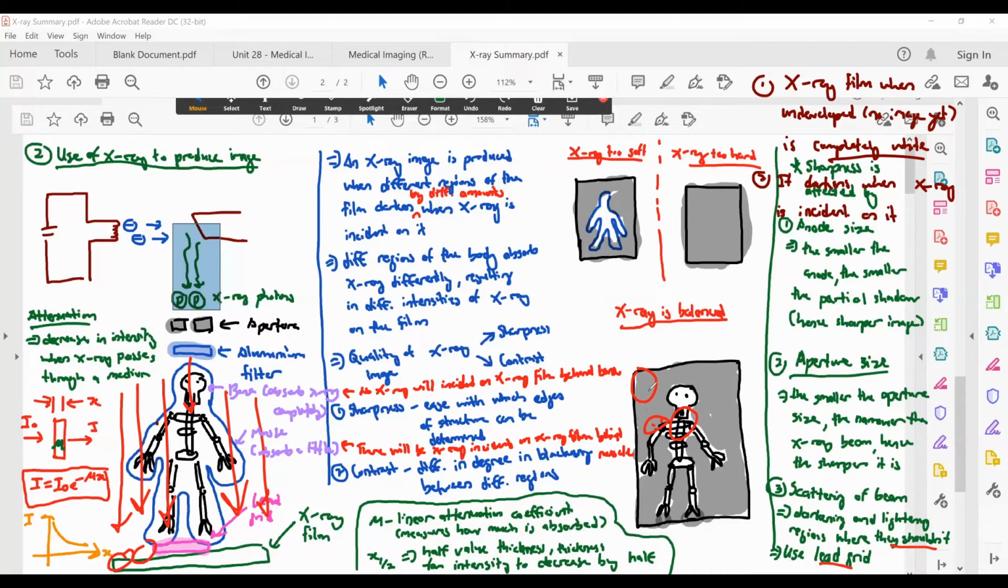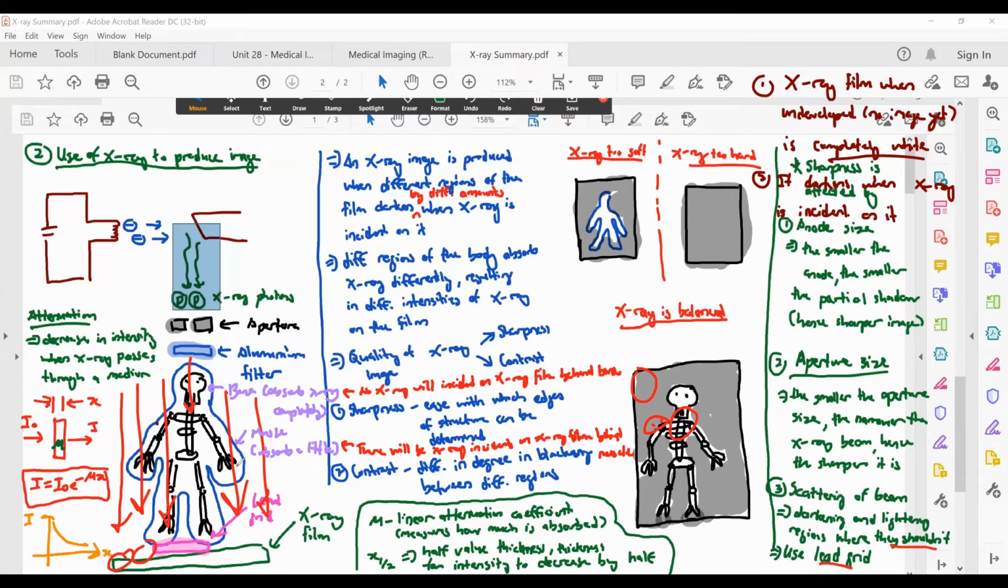So this is how actually your X-ray image is produced. It relies on darkening of the film, and it relies on the film being darkened by different amounts to produce your image. So the summary was just basically this. Your X-ray image is produced when different regions of the film darken when X-ray is incident on it. Different regions of your body will absorb X-ray differently, resulting in different intensities of X-ray on the film. So that's how you get those regions where some of them is white, some of them is black, giving you that image there.